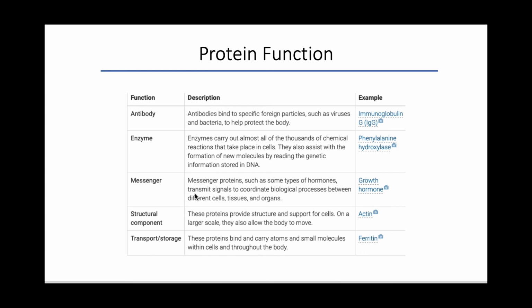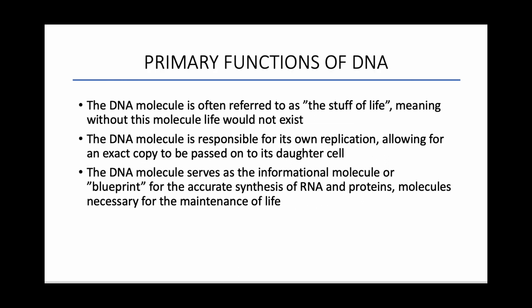Hormones are messenger proteins, and they transmit signals to coordinate biological processes between different cells, tissues, and organs. Proteins are very important structural components as well. They provide structure and support for the cell. On a large scale, they also allow the body to move. Other proteins are used for transportation and storage. These proteins bind and carry atoms and small molecules within cells and throughout the body.